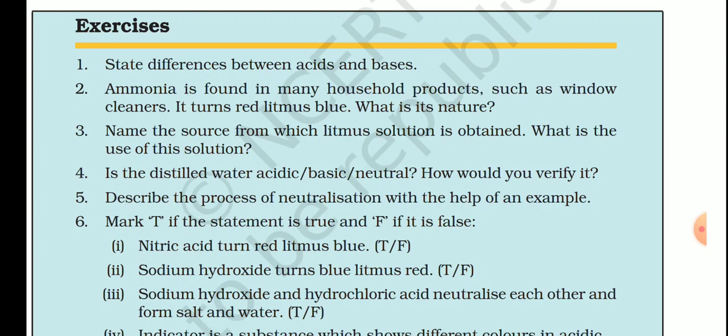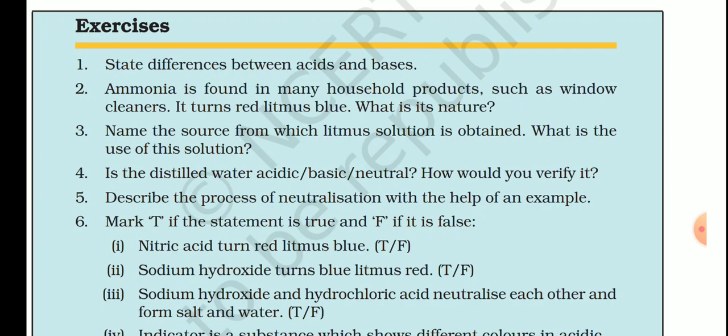Now, let us move on to the second question. Take a look at the second question. Ammonia is found in many household products such as window cleaners, full stop. It turns red litmus blue. What is its nature? Now, it has given you a hint. It is saying in the question, it turns red litmus blue.